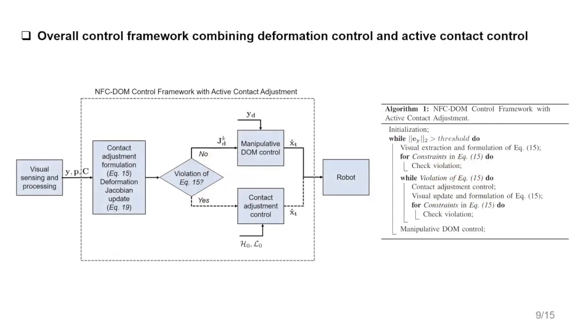This block chart shows the holistic control framework proposed in this work to combine the deformation control and the active contact adjustment. Simply speaking, according to the real-time contact condition, the robot decides what actions to take in the next step in order to finish the final manipulation target: whether to manipulate the object or whether to perform contact adjustment motions to adjust the contact states.